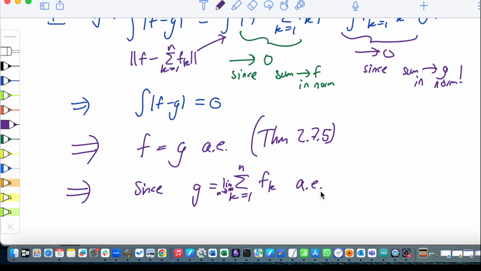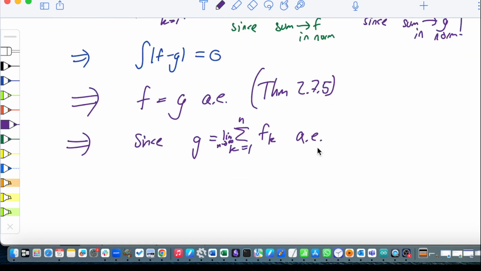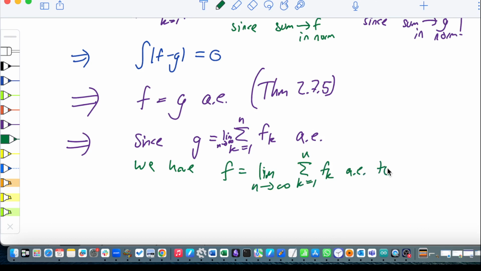It could be a problem. You might say, what if one almost everywhere isn't the same as the other almost everywhere? But we did this last class: if you have two null sets, you take the intersection of the two sets, and everything works out. So if g is the limit almost everywhere and f equals g almost everywhere, we have f equals the limit as n goes to infinity of the sum almost everywhere too. Again, the union of two null sets is still a null set. That's the property being used.